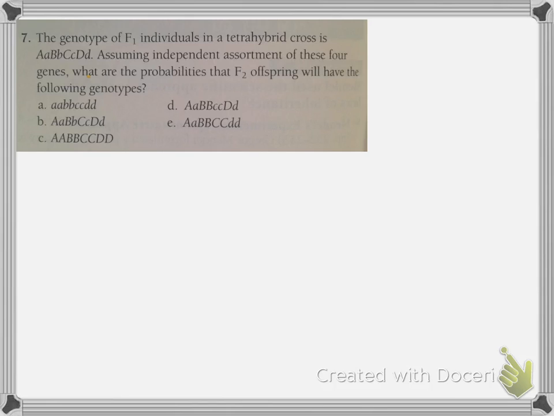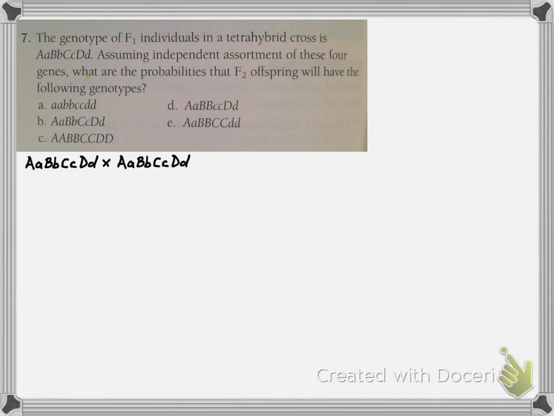And we're looking at the genotypes of F1 individuals in a tetrahybrid cross. So we've got 4 different gene loci that we're looking at. And we know that both parents are going to be heterozygous at every locus, I should say. Okay, so let's draw that out. So here's the cross we're thinking about.